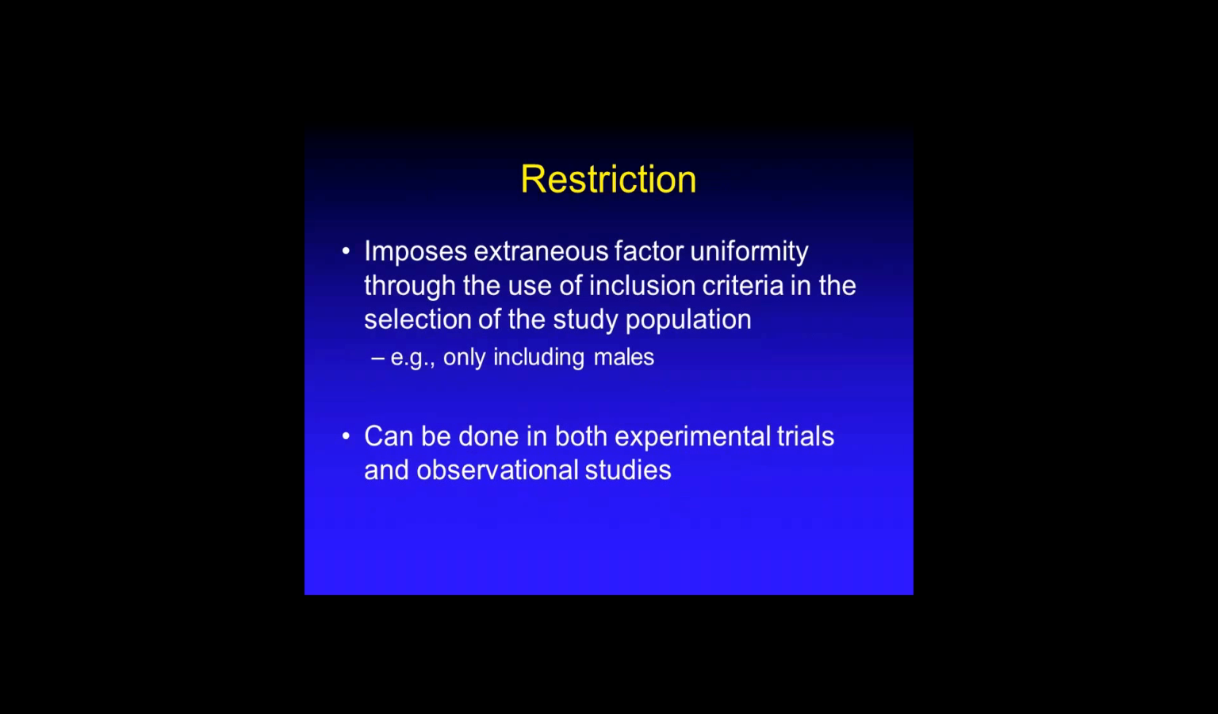Restriction, as I'll talk about, is where we only look at males or something like that. It's a great way to get rid of confounding, but if we think about internal and external validity, what happens? You decrease the external validity of your study. So even though the internal validity is increased, because you've gotten rid of the confounding effect by sex, you decrease the external validity because you can only extrapolate the results to males.